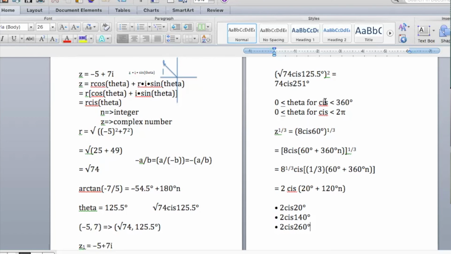So let's say I even did leave it in and my answer became cis 251 plus 720n. What happens if n is 0? I get 251. What happens if n is 1? Now I'm going to get 971. Well, what is that? Because I can't write it that way. When I put it into the standard form, it's going to turn out to be 251 anyway, because 720 degrees is 2 full rotations.